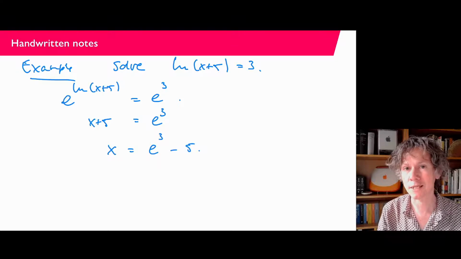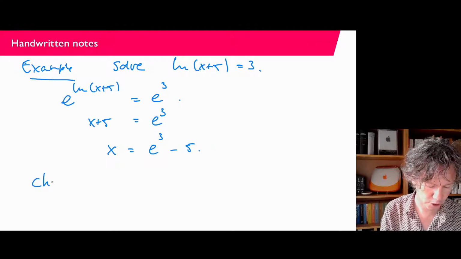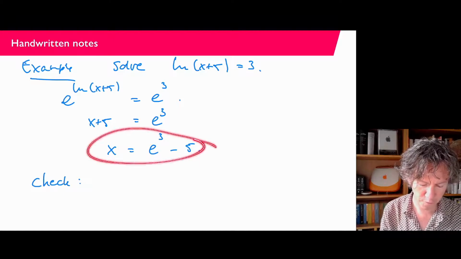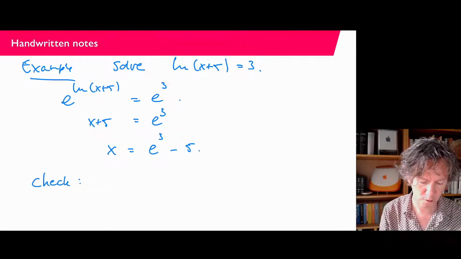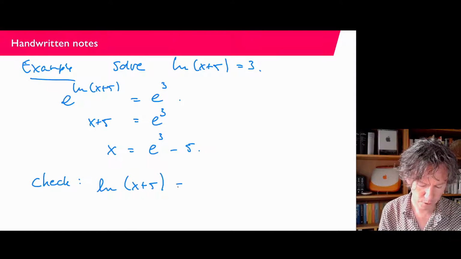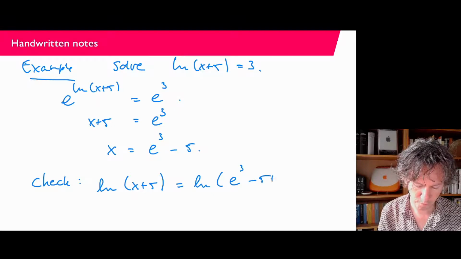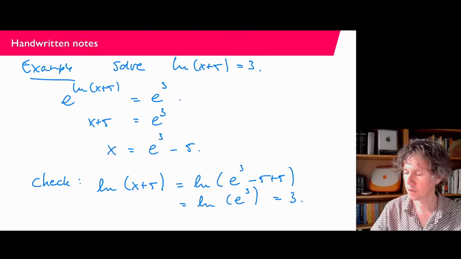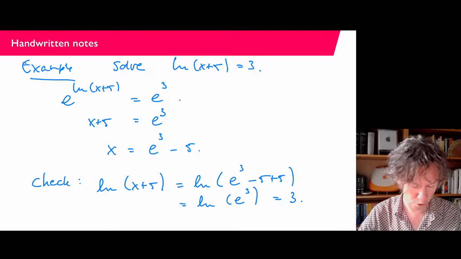And we are done now, but just as a check, let me plug the value that we found into the expression here. So I'm going to compute the ln of x plus 5. That's the ln of e to the power 3 minus 5 plus 5, which is the ln of e to the power 3, which is indeed 3. So indeed we have found the correct solution here.